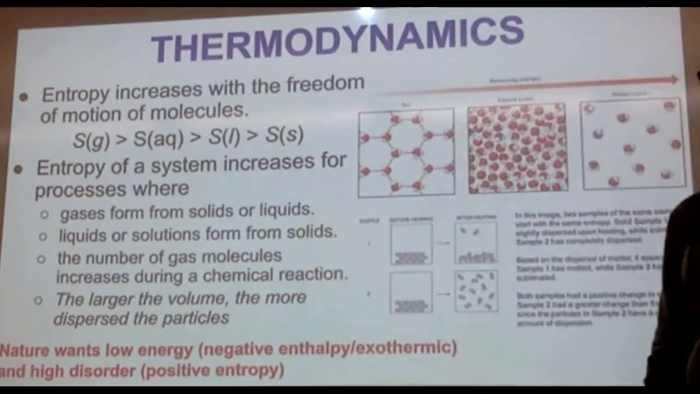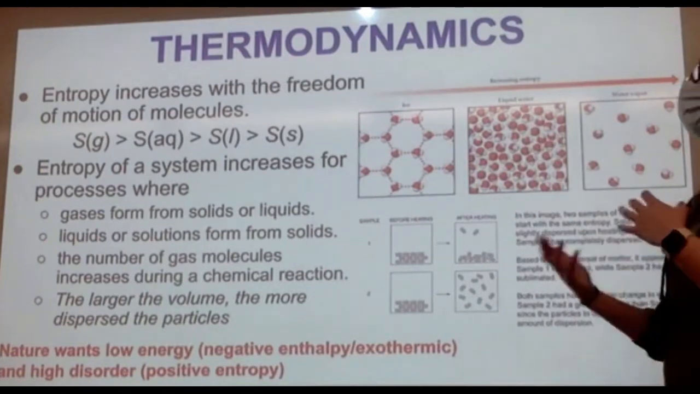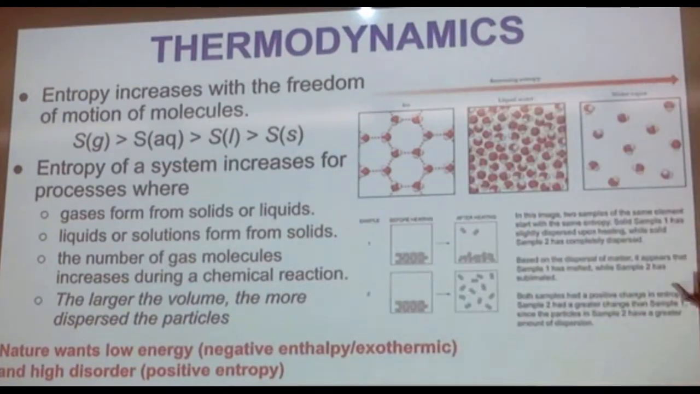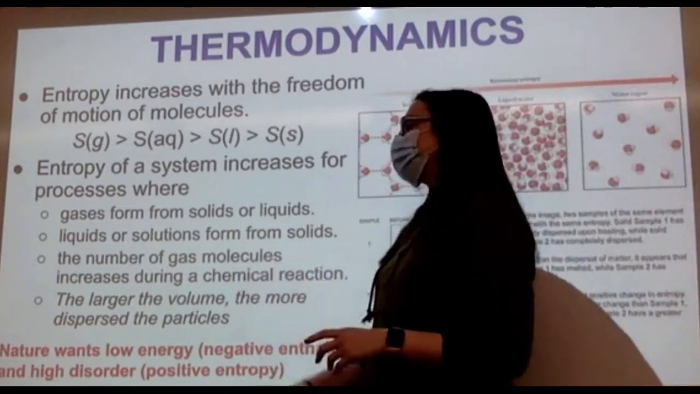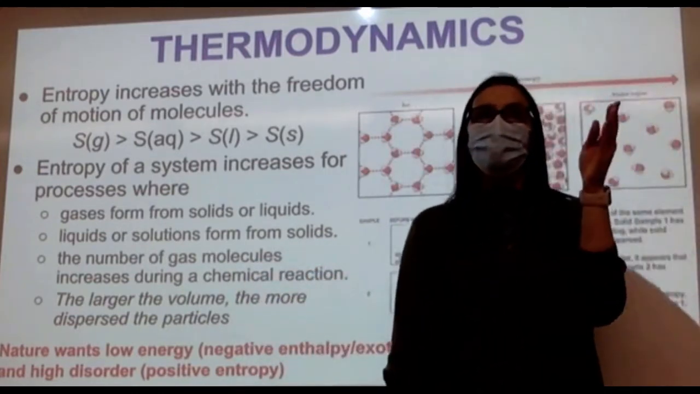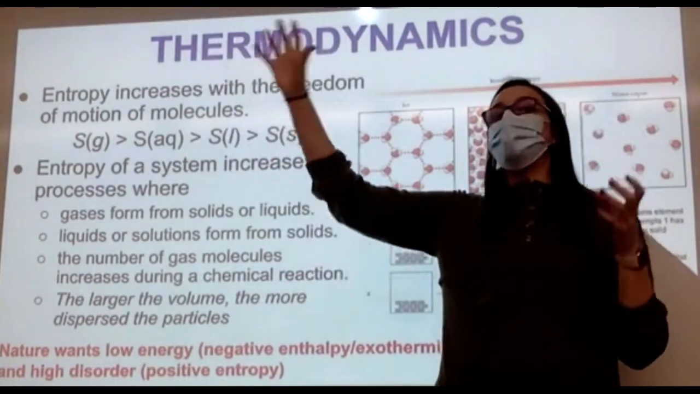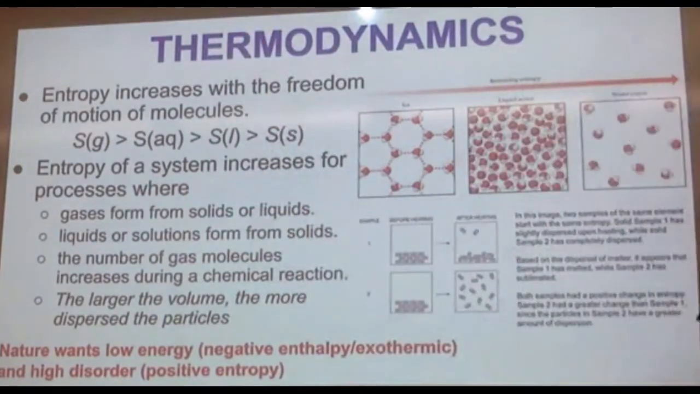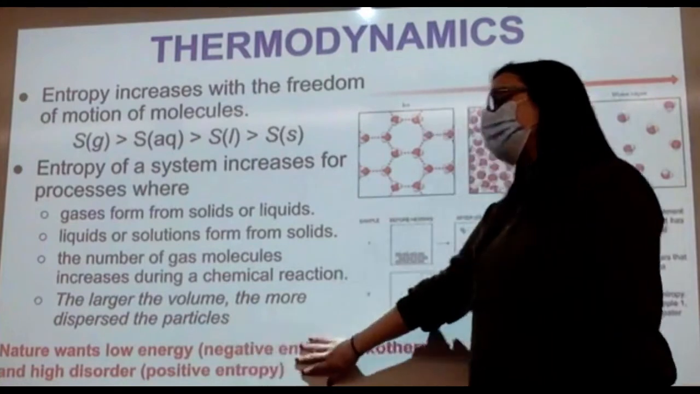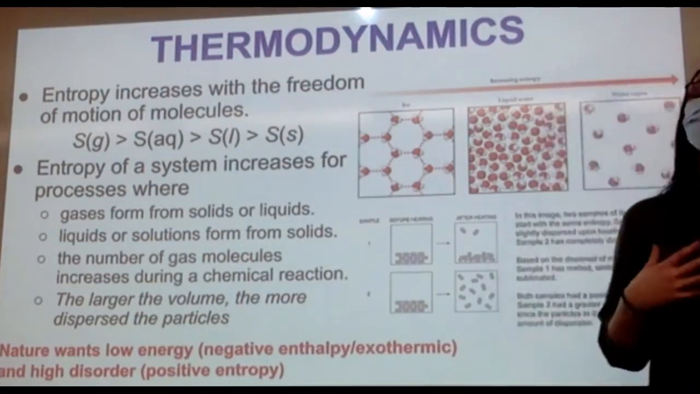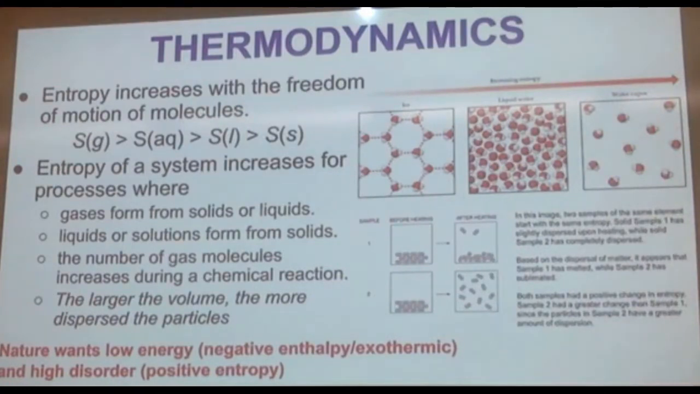Entropy also increases if you form gases, because gases have very high entropy. If you form a liquid or a solution from solids, that increases entropy. If you increase the number of gas molecules, going from 2 moles of gas to 4 moles of gas, you're creating more disorder. That increases entropy as well. And down here, I just put the same thing that was in the do now. Nature wants low energy, so an exothermic reaction, and high disorder. So nature likes disorder. The higher the disorder, the more likely that will happen.